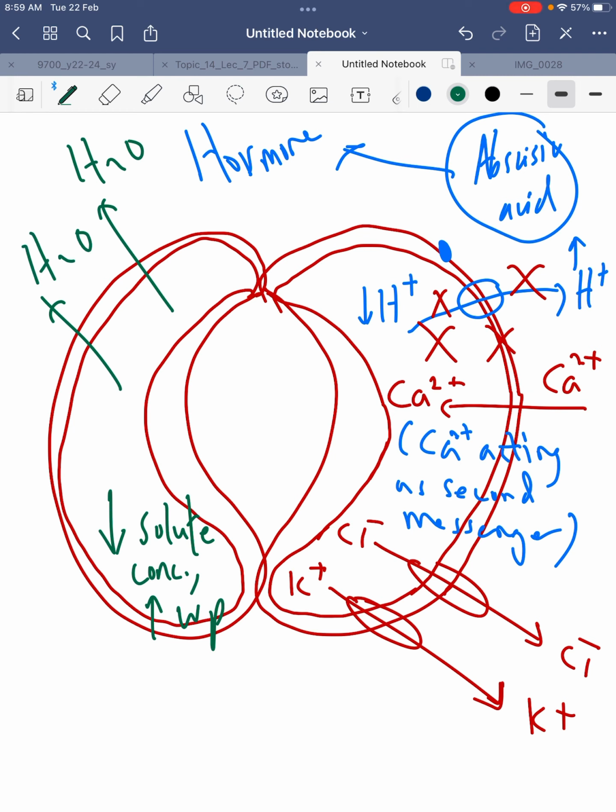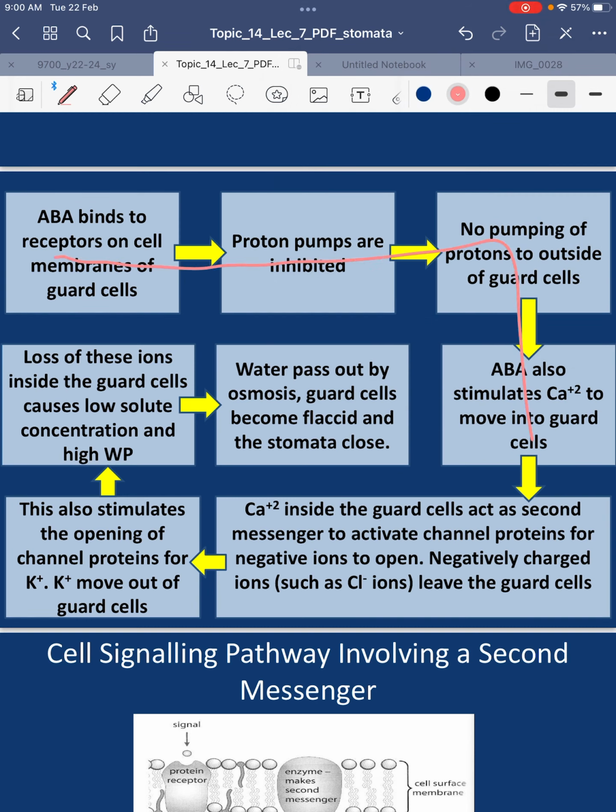the role of abscisic acid in the closure of stomata during times, including the role of calcium as a second messenger. Okay, so it's already summarized here, yeah, as a flow chart. So you can check, yeah, this flow chart starts from here. So it begins from here and then it ends here. Okay, this is the last one. So you can read that, yeah.